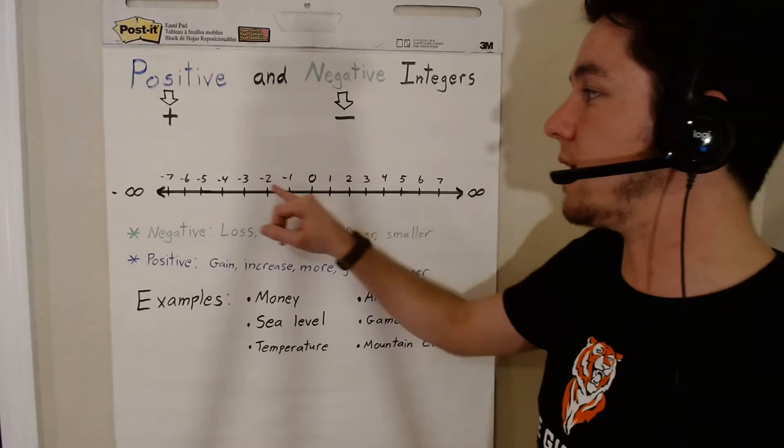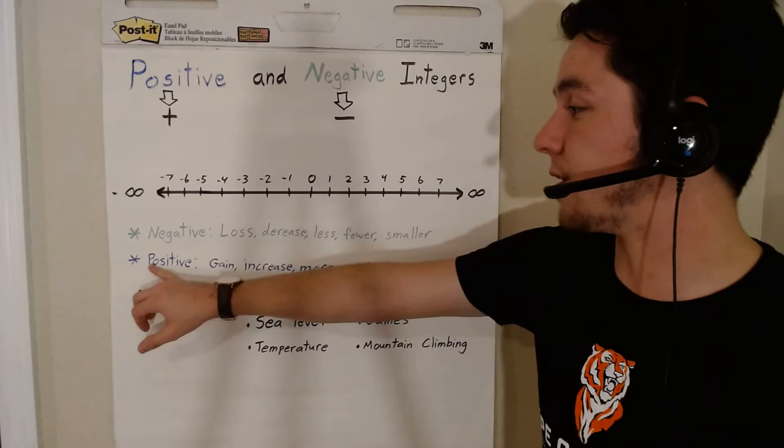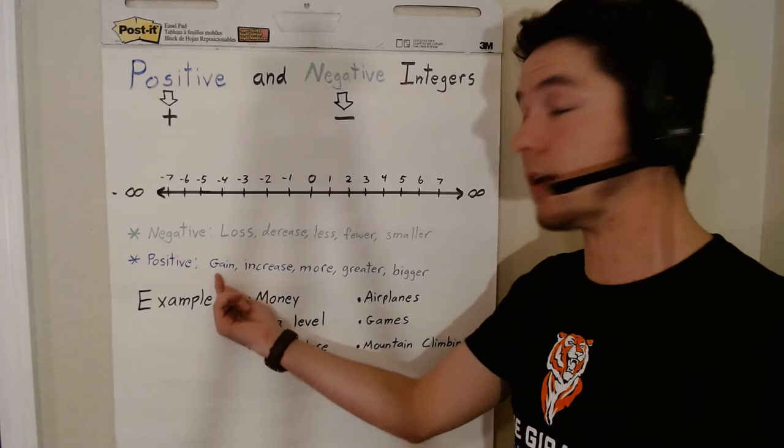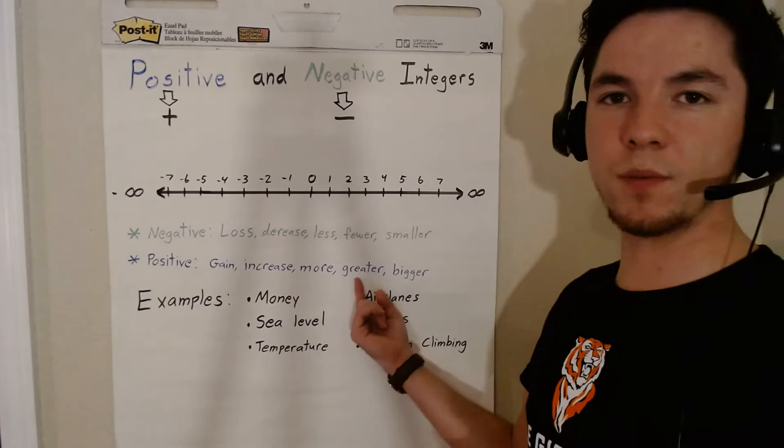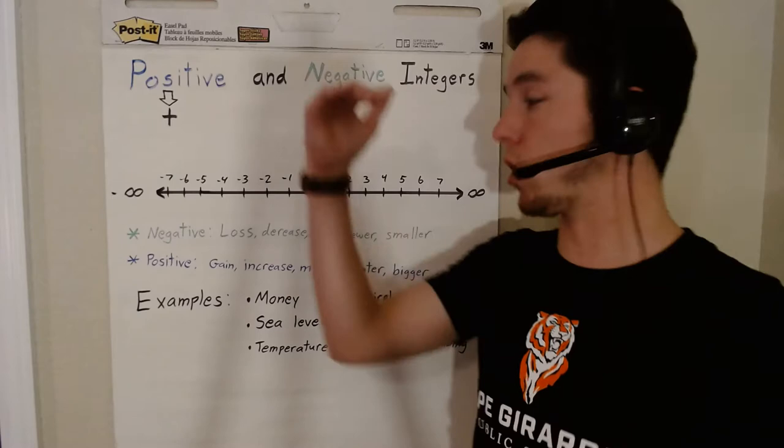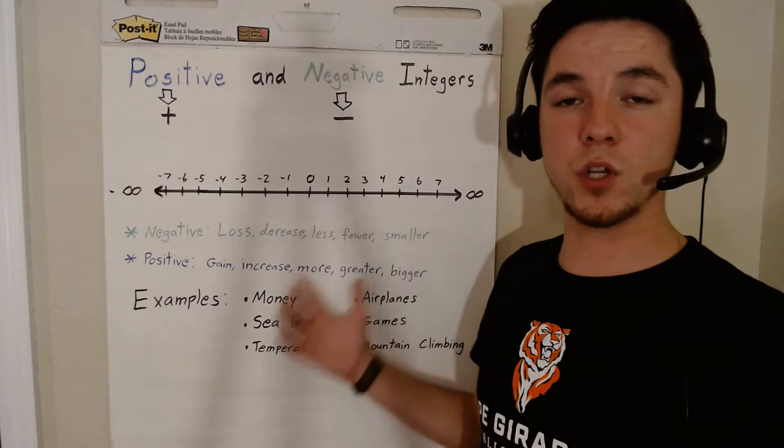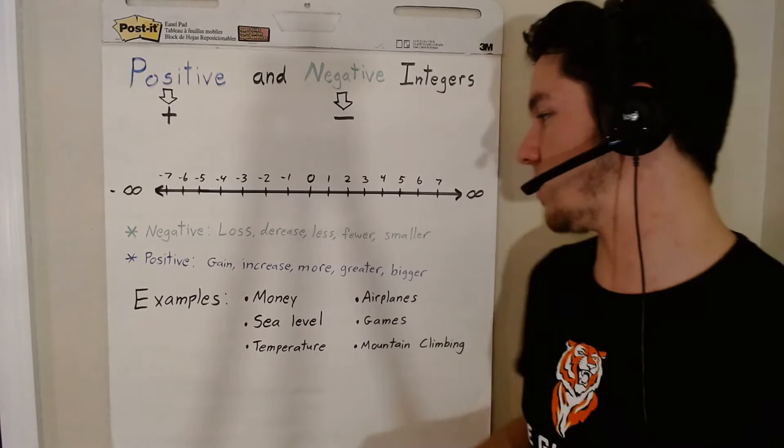On the other side, we have positive integers. Now, words that could describe something being a positive integer would be something like gain, increase, you're getting more of something, something is becoming greater, or something is getting bigger. You could also go with taller. With negative, it would be getting shorter. So there's lots of words here that you could use to describe a change in something, something gradually increasing or decreasing. What about some examples of integers that you could use in real life?